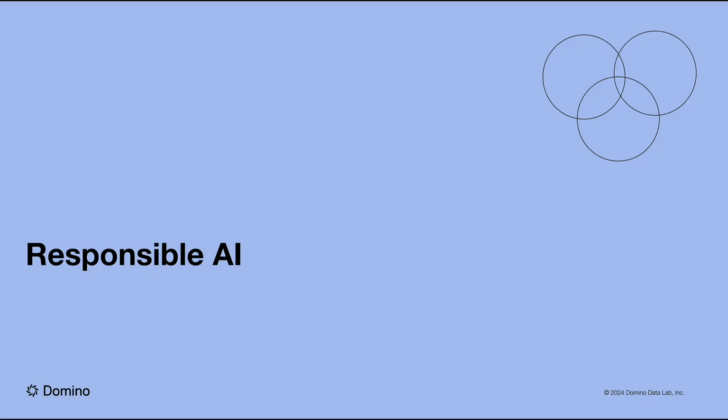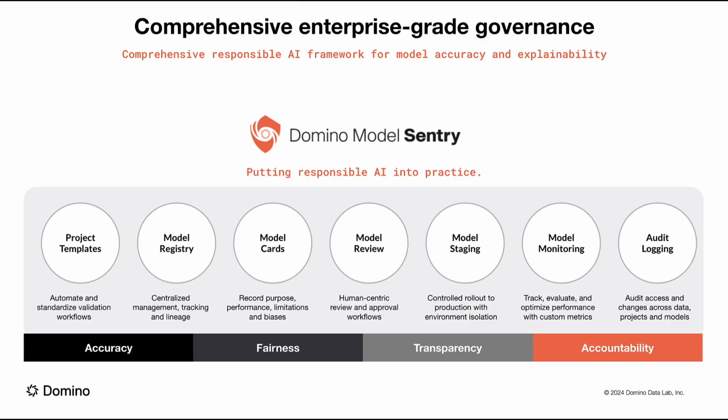And for responsible AI, Domino Model Sentry makes responsible policies actionable, so your team can build and operate AI safely at scale with comprehensive model monitoring, observability, reproducibility, and human-centric governance. I've already shown you several of Domino Model Sentry's integrated capabilities, including project templates, model review, model staging, model monitoring, and audit logging.